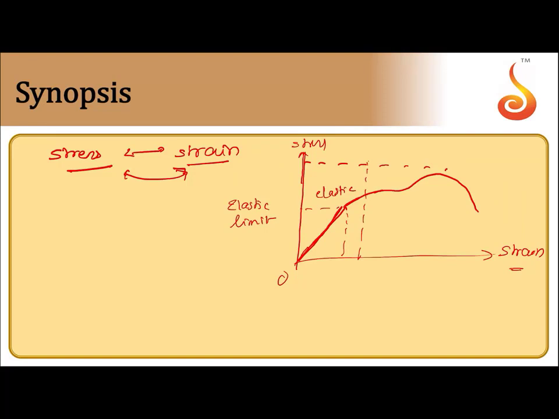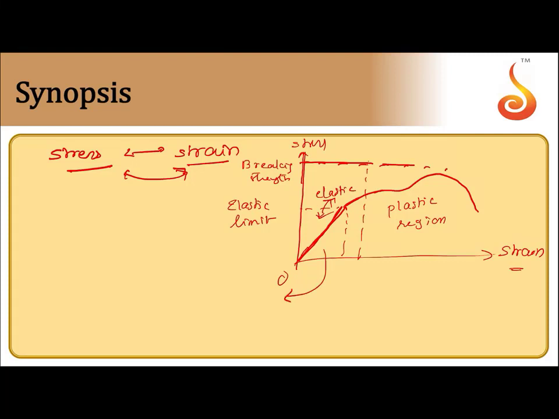Now, beyond that, the object becomes permanently deformed, and we call it the plastic region. So, there are two regions, one is the elastic region and the second is the plastic region. In the elastic region, the object can gain its dimensions back. In the plastic region, there is a permanent deformation, and the maximum value beyond which the object snaps is called the breaking strength.